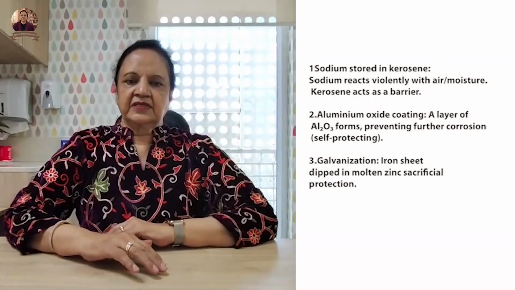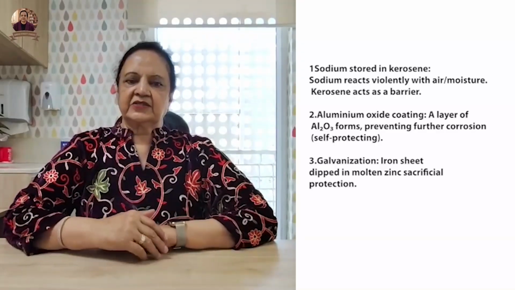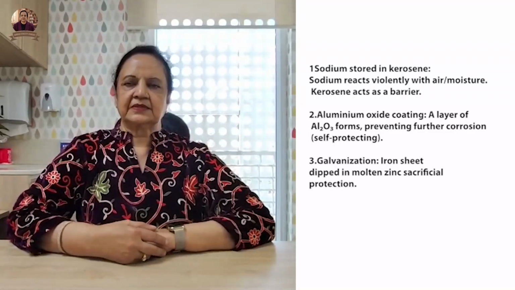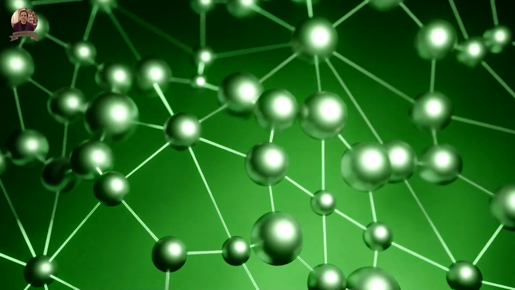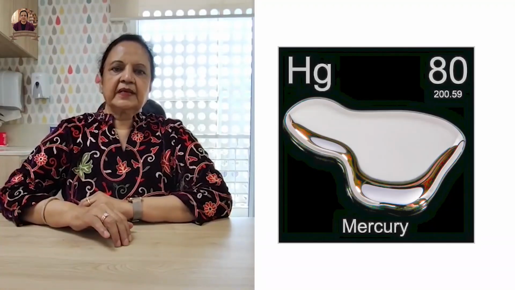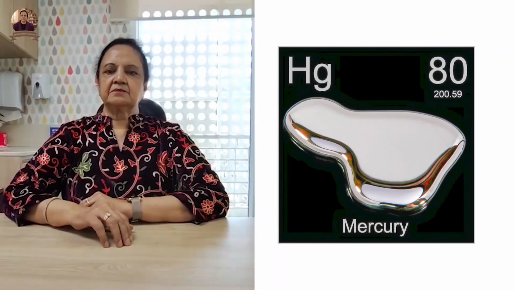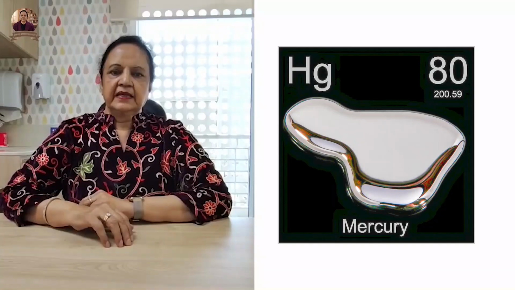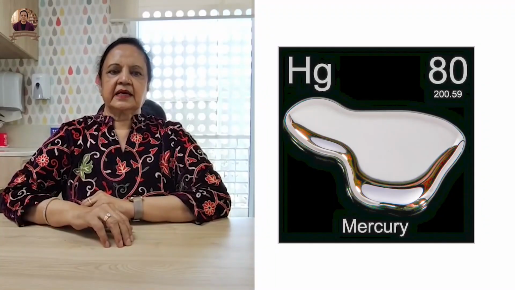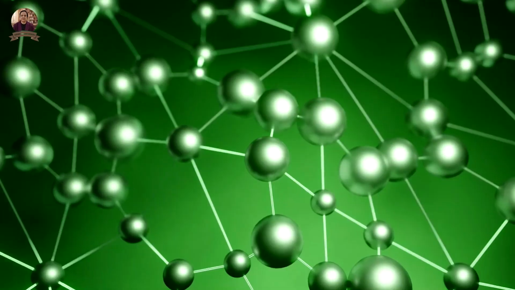Galvanizing coats iron with zinc. Even if scratched, zinc corrodes first, saving the iron. The metal that is liquid at room temperature is mercury, Hg. It is used in thermometers and barometers.